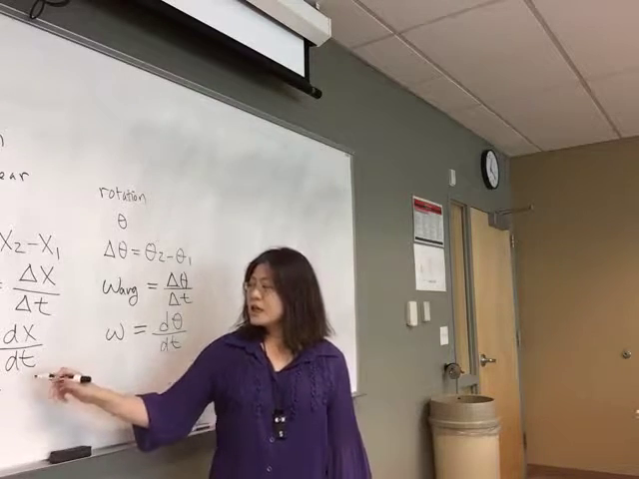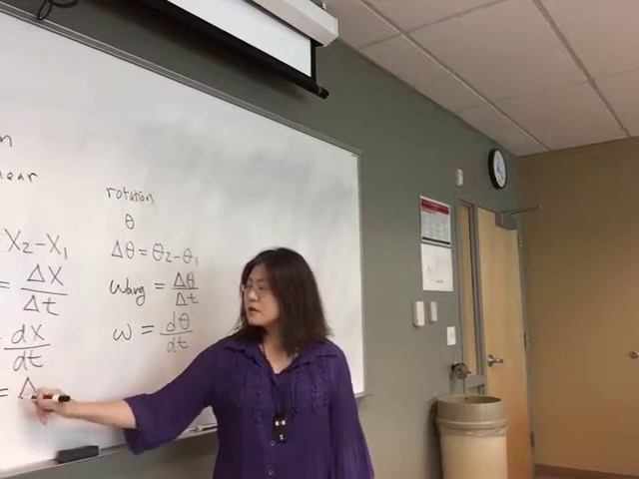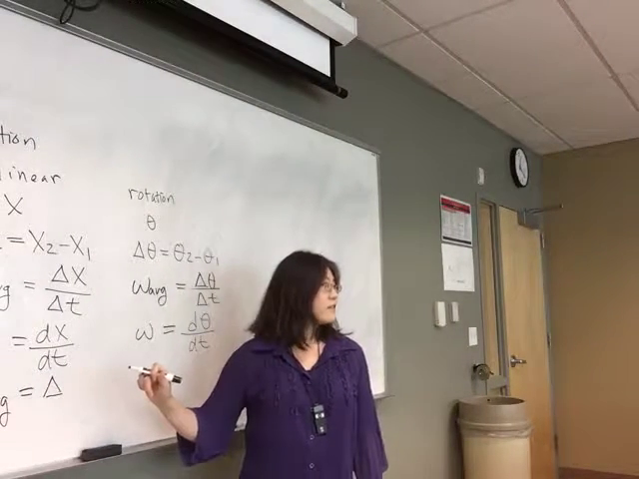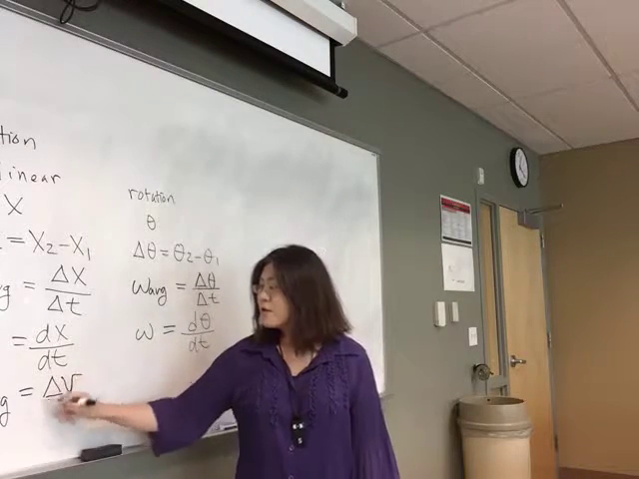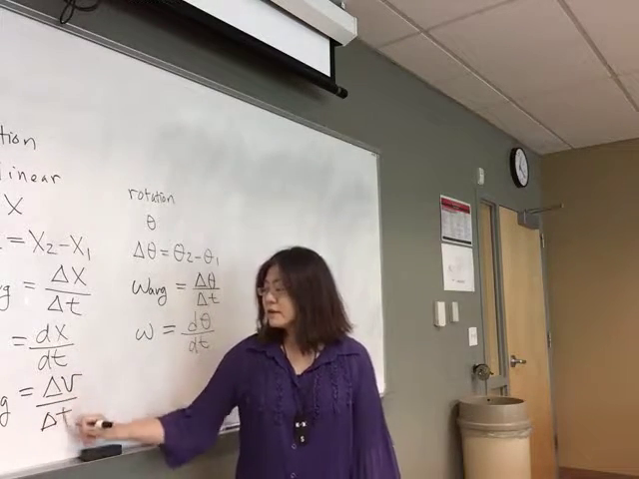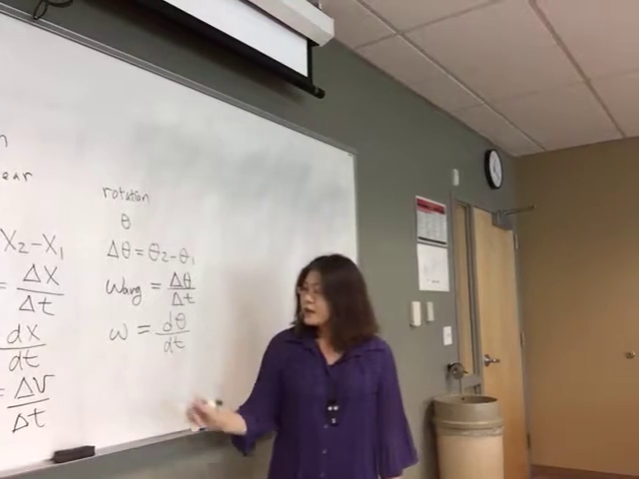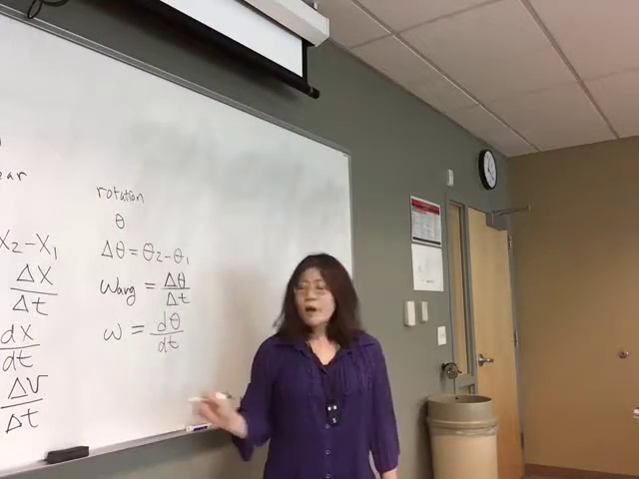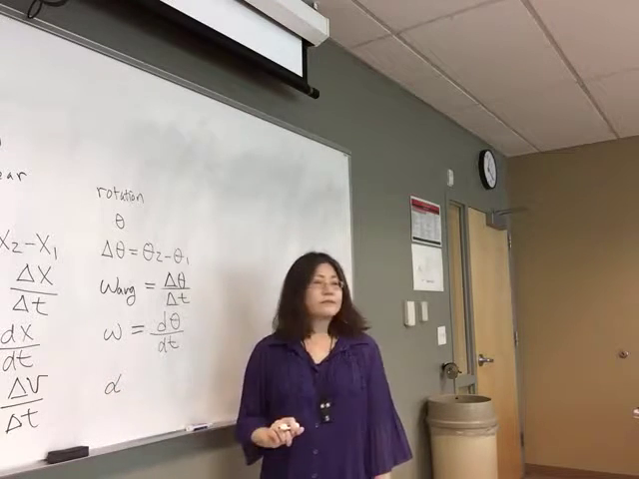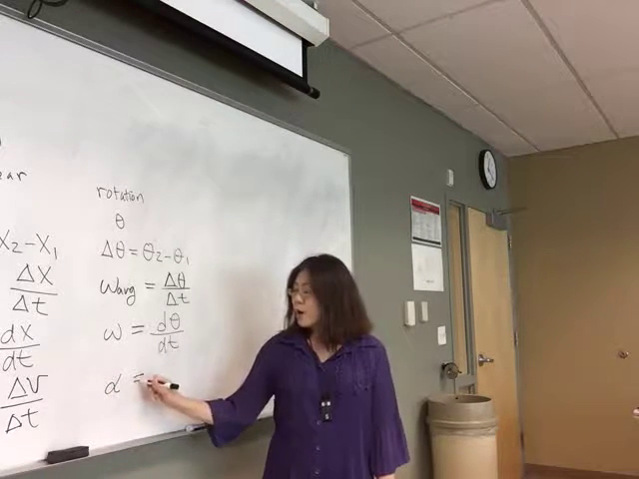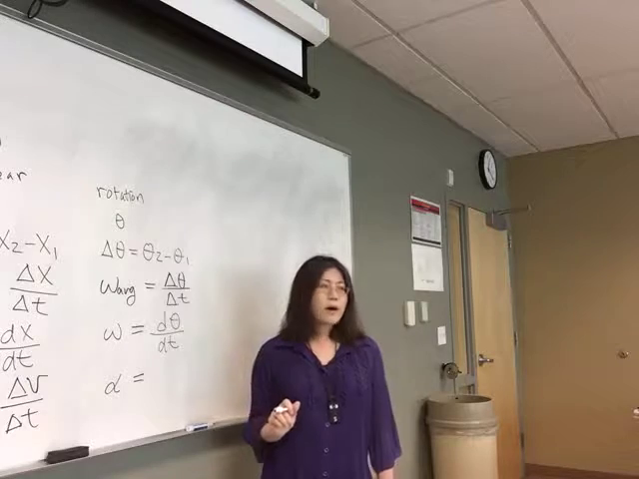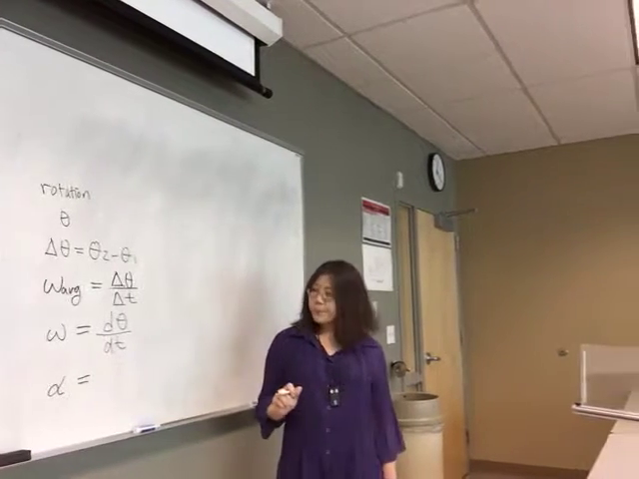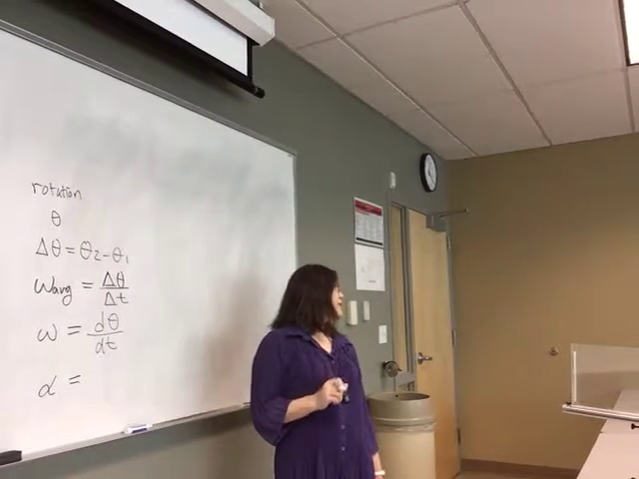Wouldn't that be delta v over delta t, right? So in that case, we also have a corresponding angular acceleration, and we call that alpha. Okay. So what would be the expression for our alpha? Delta omega over delta t. Exactly.